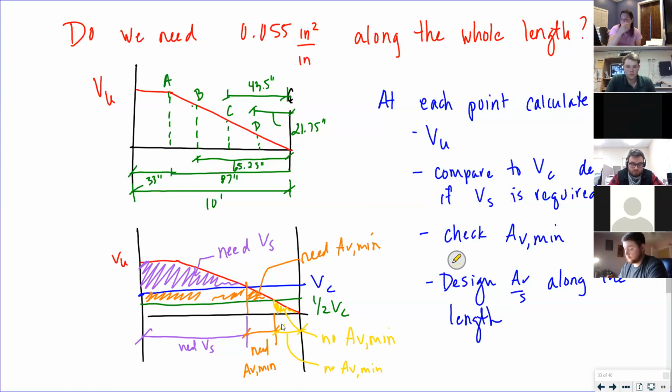You could also make a plot of the spacing. Like if you chose number 4s, what spacing do I need along the length? And maybe some natural breaks will pop out at you doing that. So that's a good exercise. I could amend your homework to do that. Yeah.